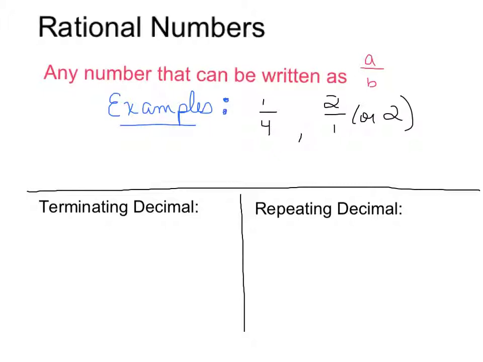We could say 1.5 would be a rational number because it could be written as 3 halves. So basically any real number that's not underneath the square root could be written as a fraction. So it includes whole numbers, it includes mixed numbers, it includes decimals. Any terminating or repeating decimal can be written as a rational number. A terminating decimal is a decimal that ends.